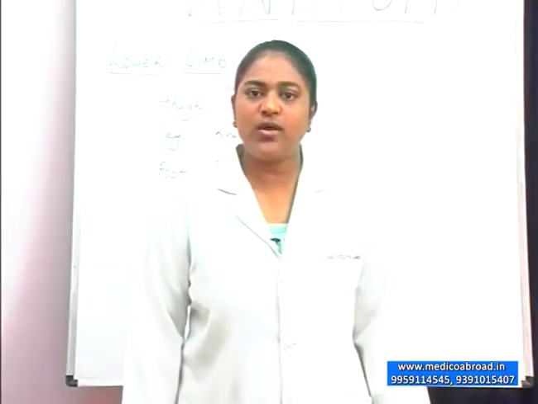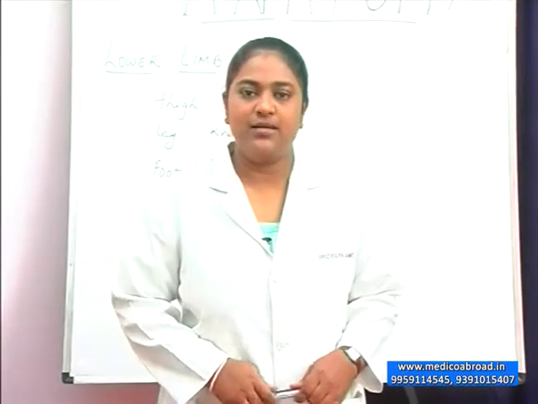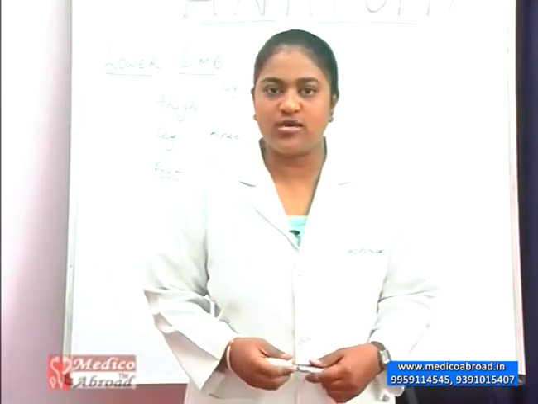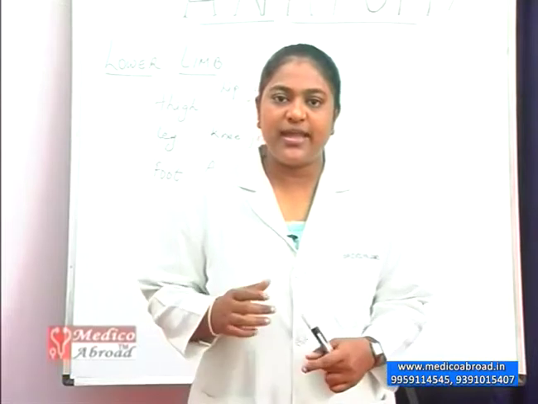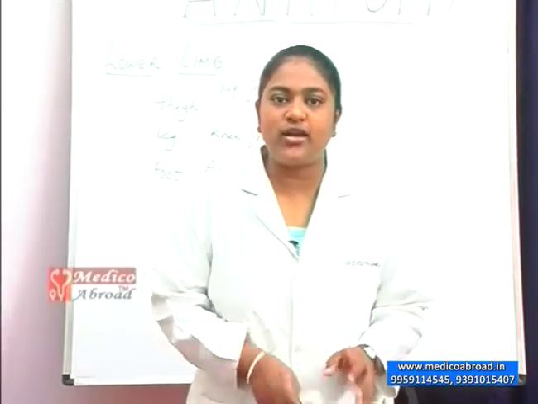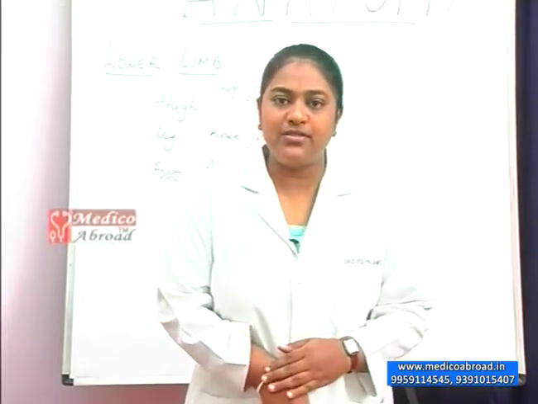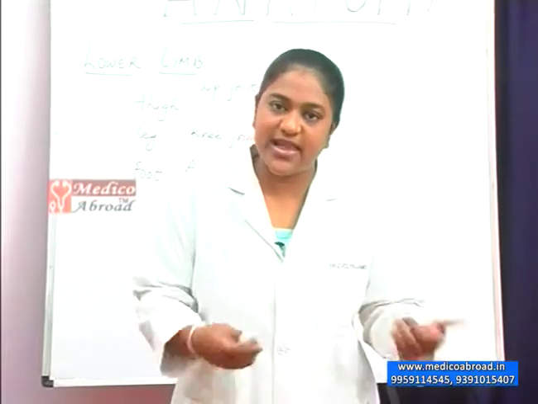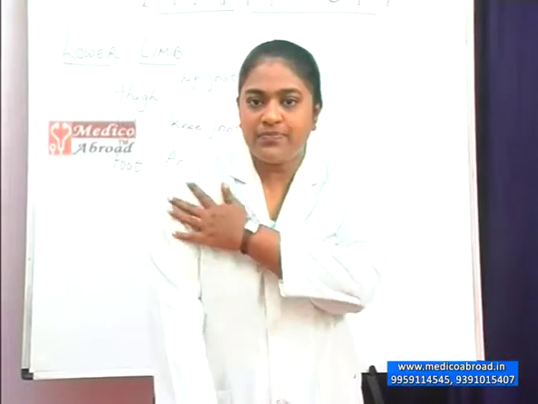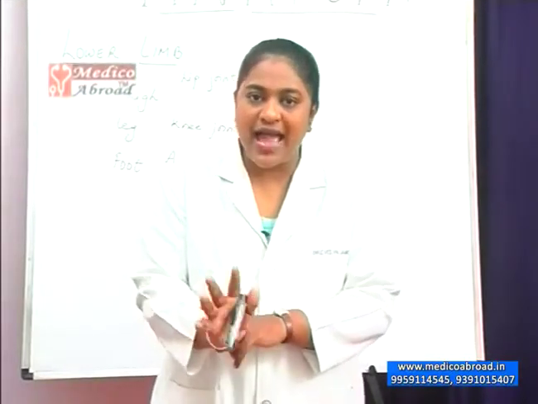As you know, the lower limbs are attached to the trunk at the pelvic girdle. Now, the upper and lower limbs are actually homologous, which means that they are anatomically alike, but they are modified according to the function that they perform. Now, the lower limb can be divided just like the upper limb. The upper limb is divided into an arm which has one bone, a forearm which has two bones, and a hand.